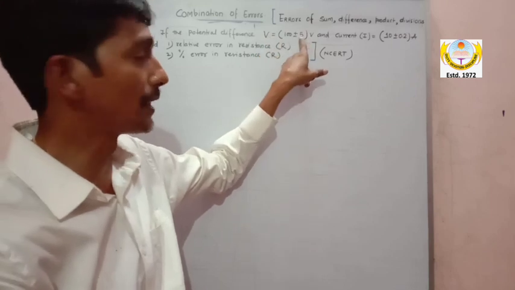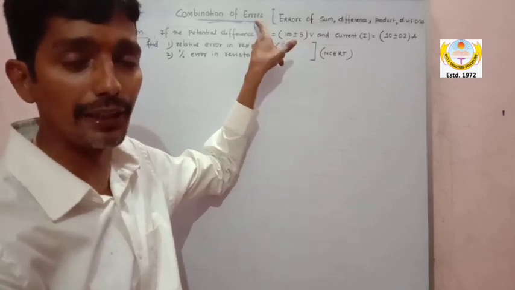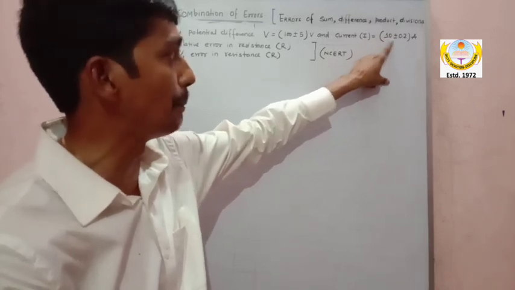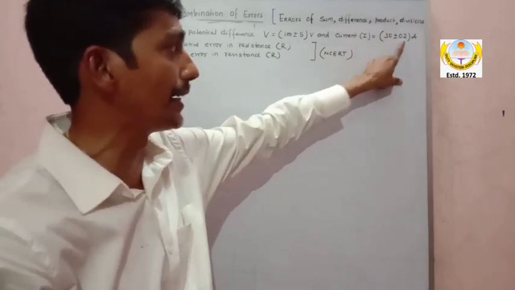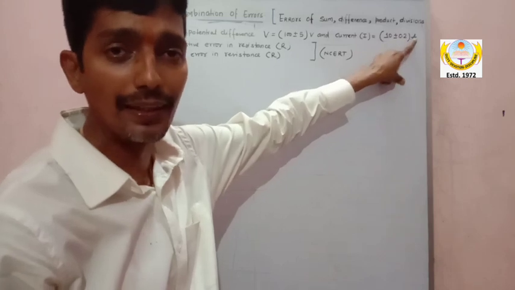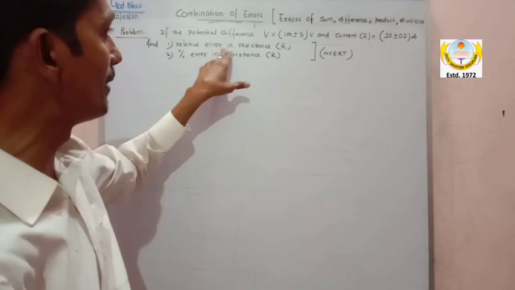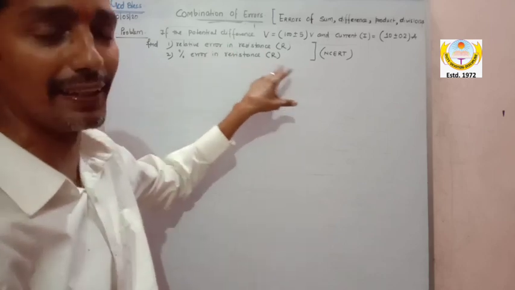voltage. Plus minus 5 is the absolute error in voltage, that is potential difference. 10 ampere is the true value of electric current, and plus minus 0.2 ampere is the error in the value of current. And the question asks: find the relative error in resistance and percentage error in resistance.